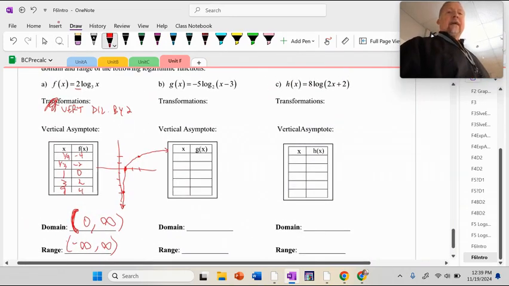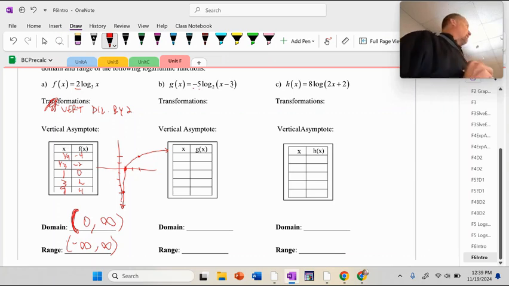We have an x-axis reflection, a vertical stretch, and we go right 3. I don't feel like writing it. Right? Vinny, are you falling asleep on me? I'll tell your mom. All right, anyway.